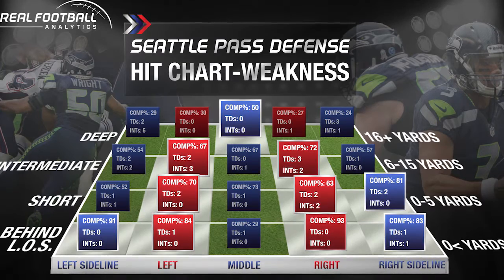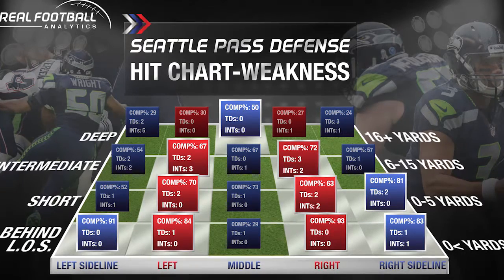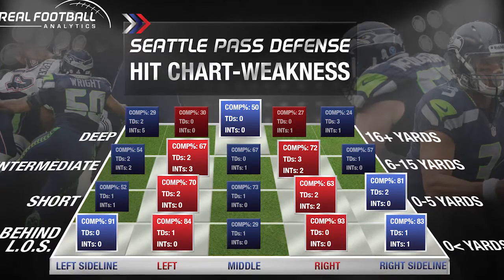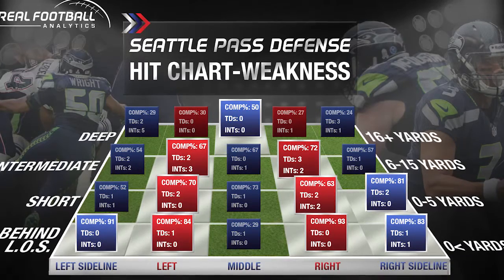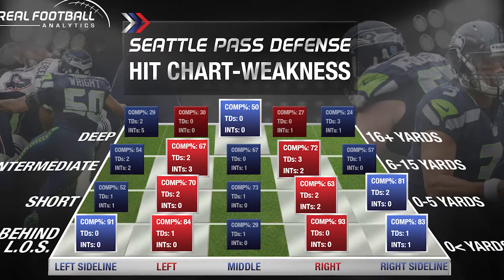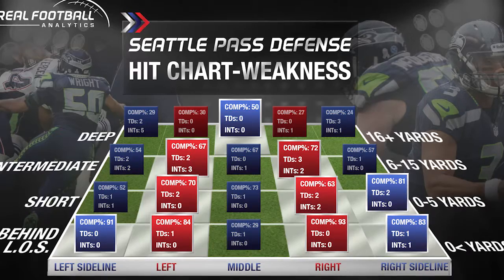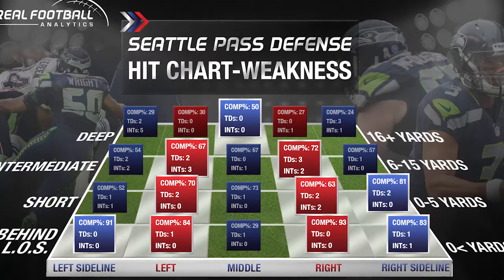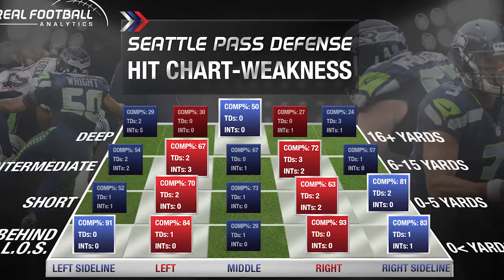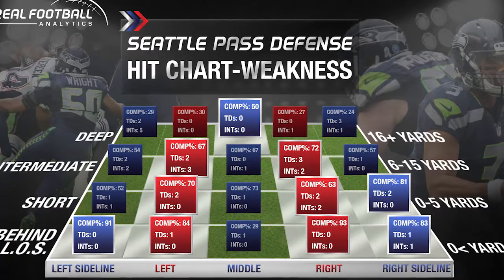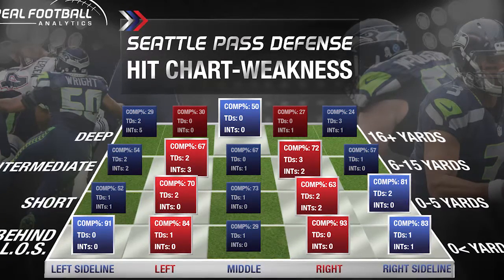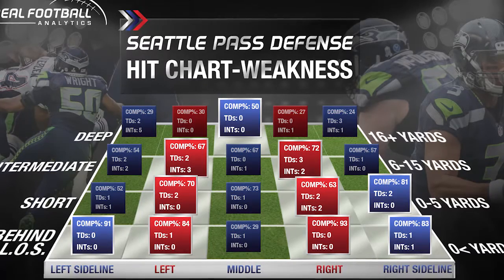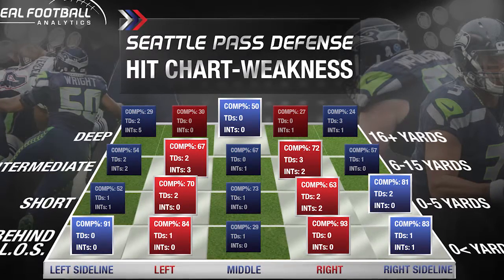Here, we're looking at a similar map, but in this case, it's the Seattle Seahawks pass defense in 2014. Now, the Seattle Seahawks play a cover 3 defense, and where there's an opportunity for an offense to attack a cover 3 defense, particularly one as talented as the Seattle Seahawks, it would be in the short to intermediate pass range. We've highlighted some areas where Seattle's defense gave up pretty significant high completion percentages, and also where they gave up the most touchdowns.